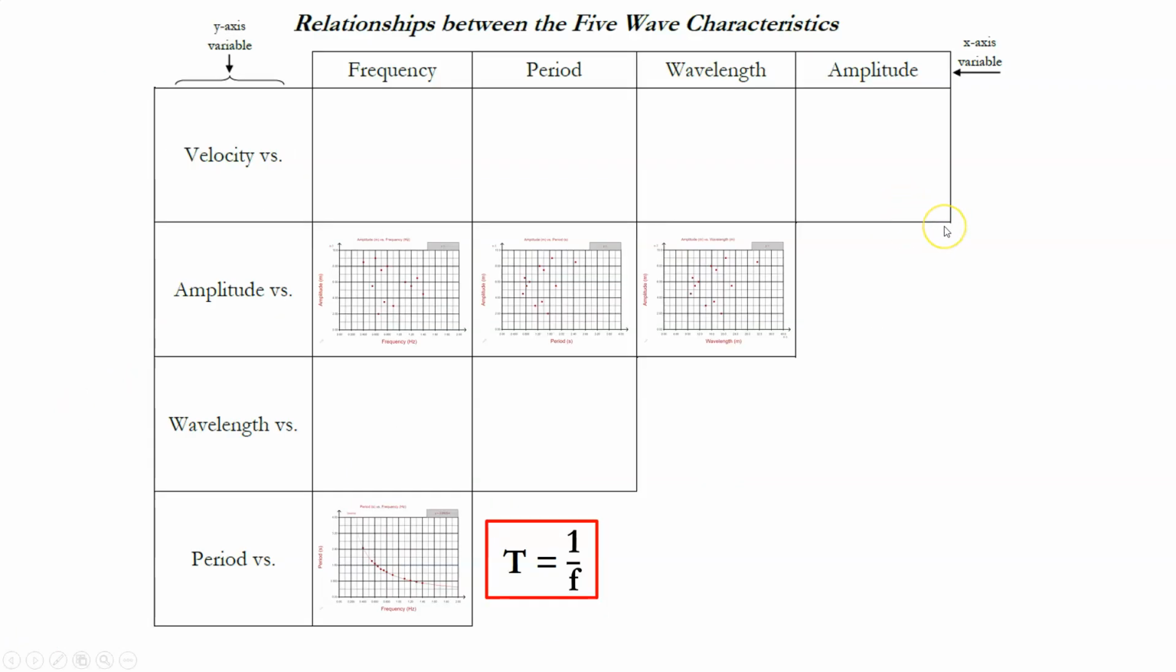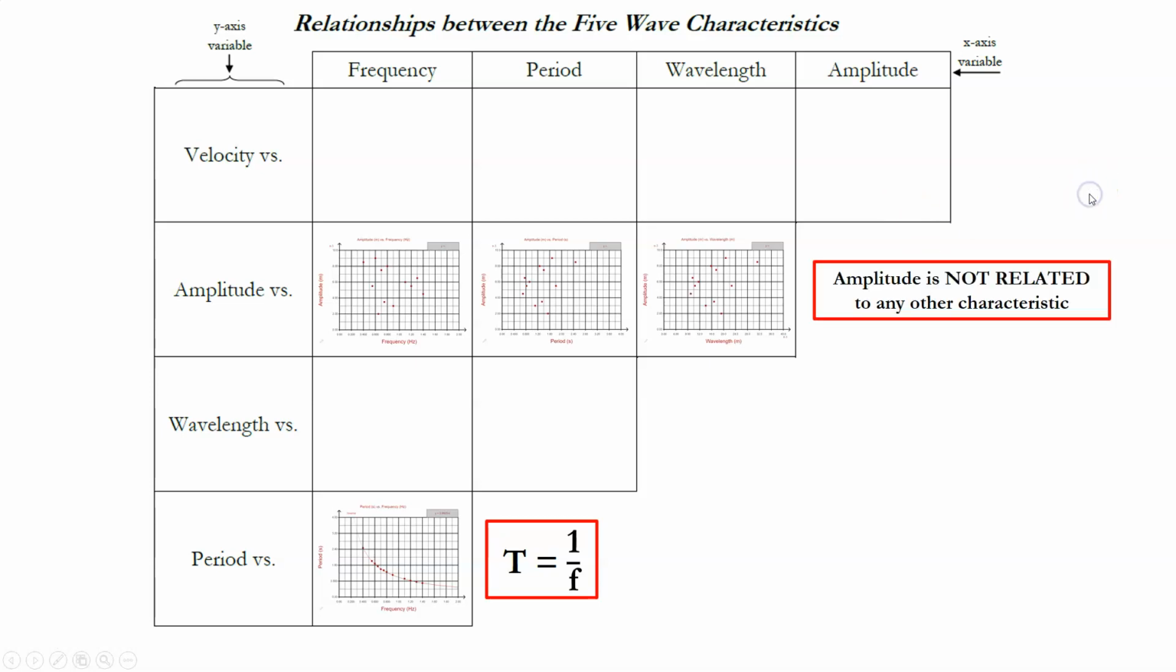So populating our table, filled out 3 more of these intersecting cells. And the big idea there is amplitude is not related to any other characteristic. In the case of frequency and period, it's because amplitude and frequency and period are both seen as independent variables or things that the oscillator can control. In the case of wavelength, if something does affect wavelength, and we'll ultimately find that it does, it's not amplitude. You can't change the wavelength by changing the amplitude.